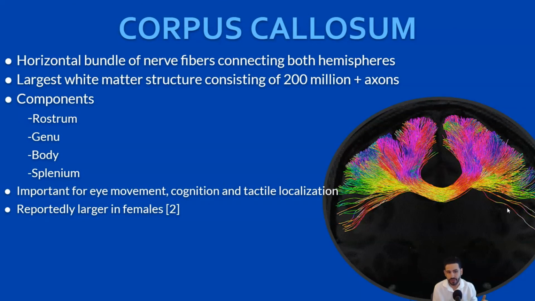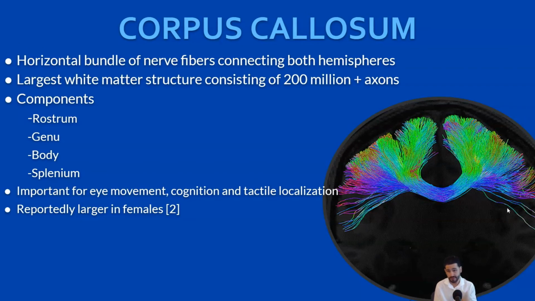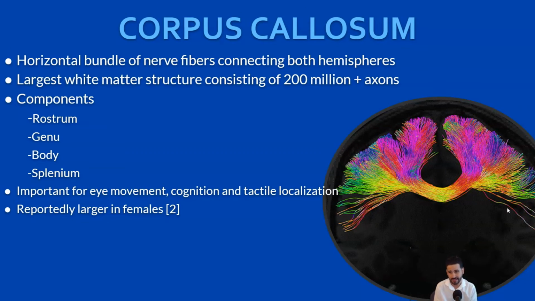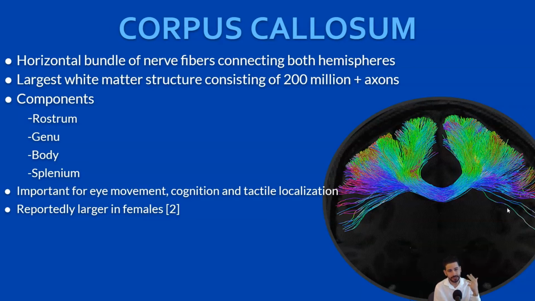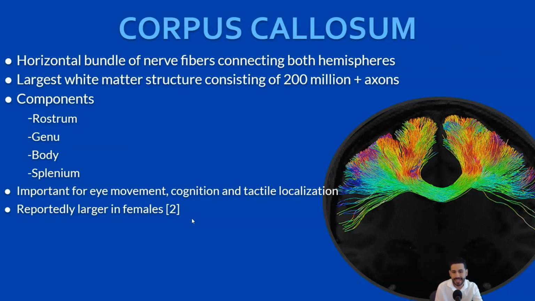All right, so the corpus callosum, very important structure. It's a horizontal bundle of nerve fibers that connects both hemispheres of the brain. It is the largest white matter structure, consists of over 200 million axons. Its components are the rostrum, the genu, the body, and the splenium, from anterior to posterior. It is important for eye movement, cognition, and tactile localization, and it is reportedly larger in females.